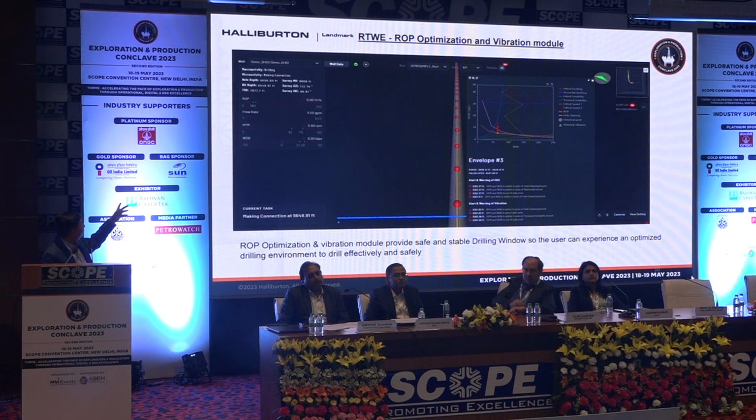And on the left side, we get the optimized window, which shows you, okay, I'm using this flow rate, RPM, and weight on bit, and if I'm using that, this will give the window that you can still enhance or still reduce, so that you can get better drilling results. So that is what this ROP optimization is used for.